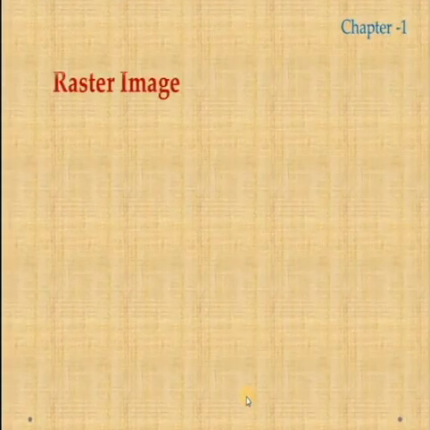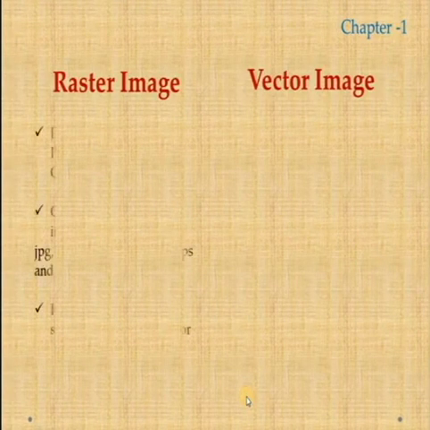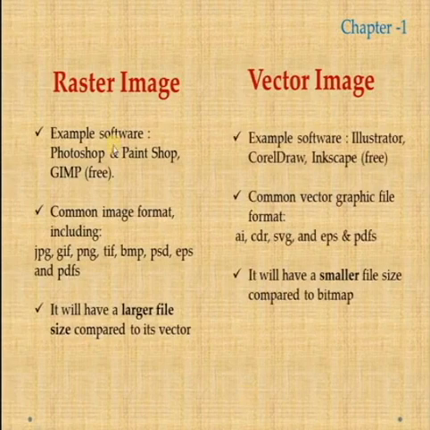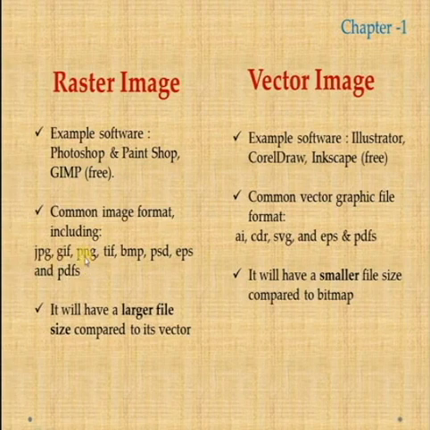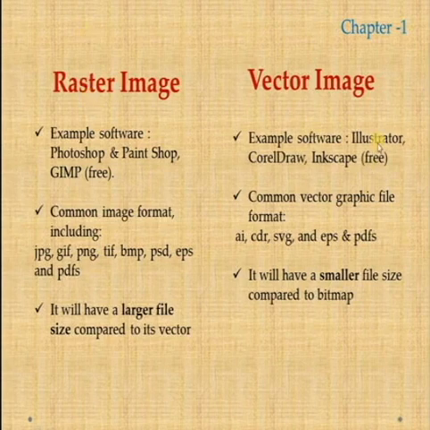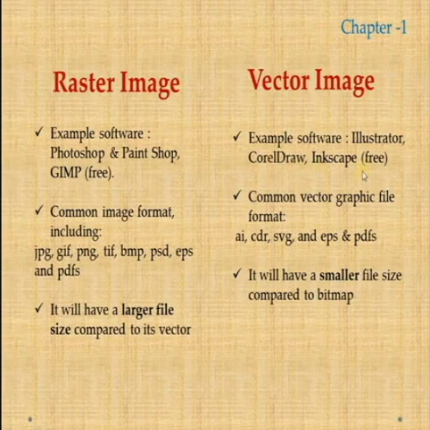How to find out the raster image and the vector image? First point, the softwares like Photoshop, PaintShop, GIMP will produce raster image. Here they have given some formats, JPG, GIF, PNG. These image formats belong to raster image. The softwares like Illustrator, CorelDRAW, Inkscape will produce vector image. These are the file formats.